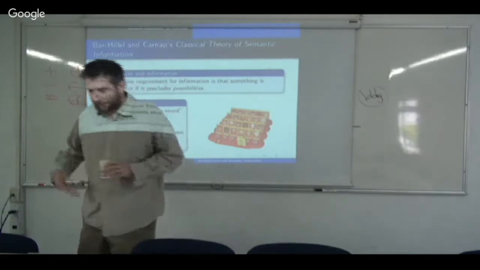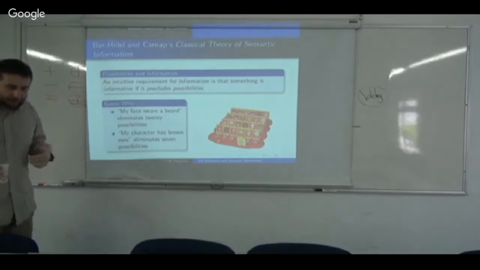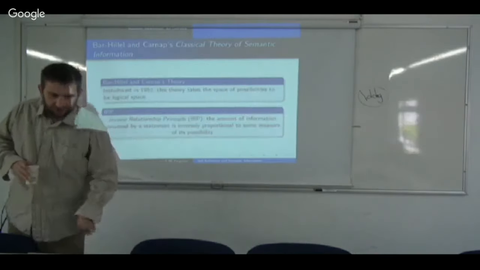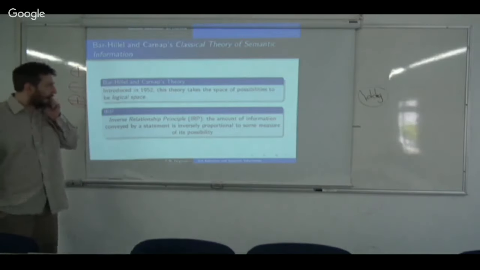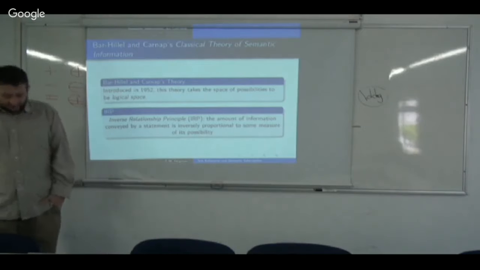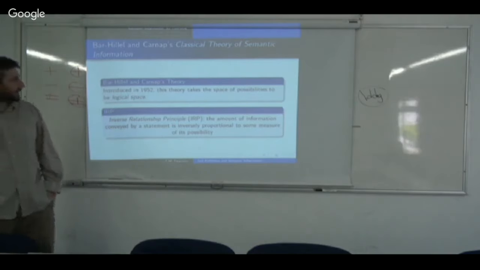So I think this captures, at least for me, what I tend to think of as informativeness or semantic information. And the gold standard historically for this has been the theory of Bar-Hillel and Carnap. You find this in an MIT tech report, and then it is also published in some other venue in 1952. And they take this notion of precluding possibilities very seriously from a formal perspective, and they take this space of possibilities to be logical space.